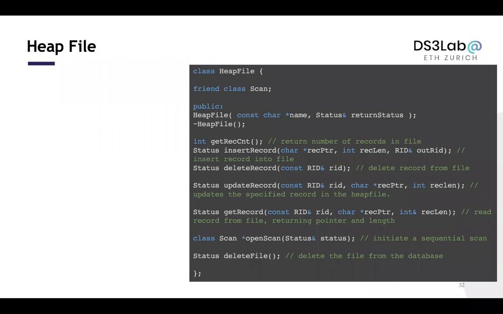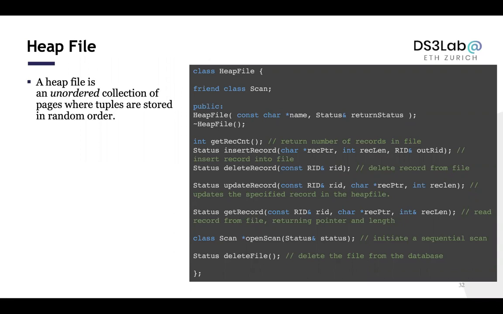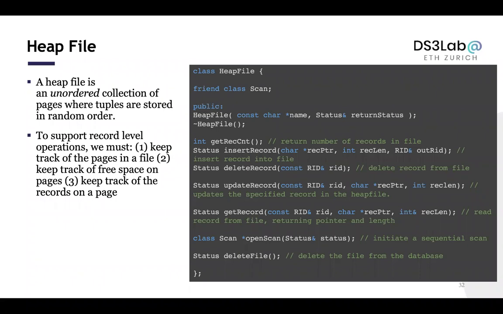There are different ways you can store a file, but one really common way to do it is by using something called a heap file. A heap file is an unordered collection of pages, where tuples are stored in a random order. It supports a whole bunch of operations at the record level. It needs to keep track of the pages in your file, keep track of free space on pages, and keep track of the records on a page.